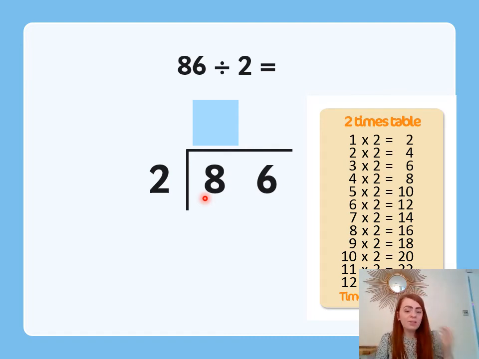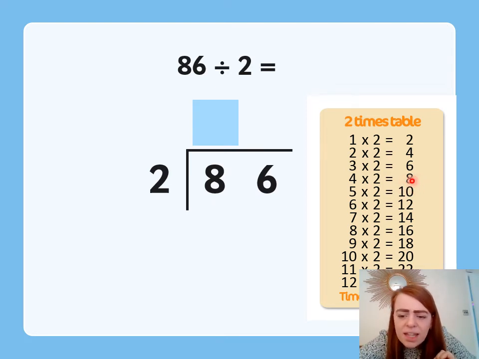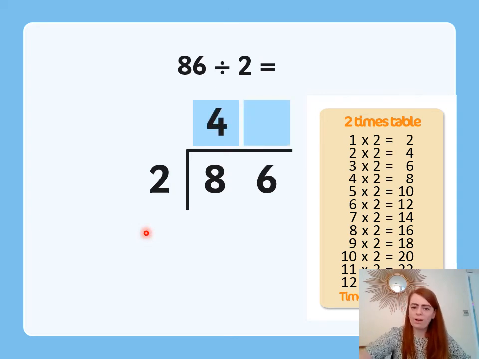You might want to be counting up in 2s until you get to 8. So 2, 4, 6, 8. You can see I'm holding up 4 fingers. You may want to check your times table mat and see, well, what times 2 equals 8? There's 8. 4 times 2 equals 8. Okay, so the answer for the first part of the problem is 4.